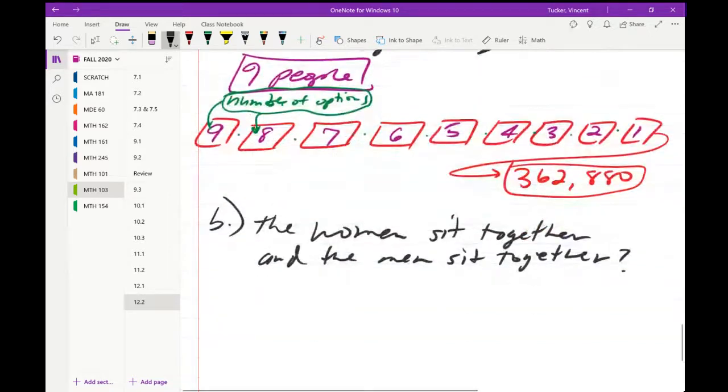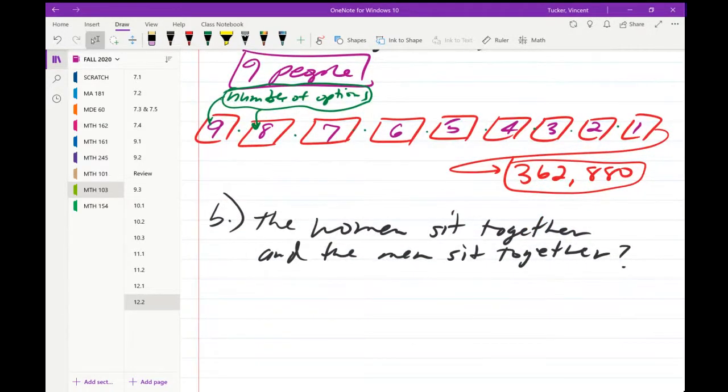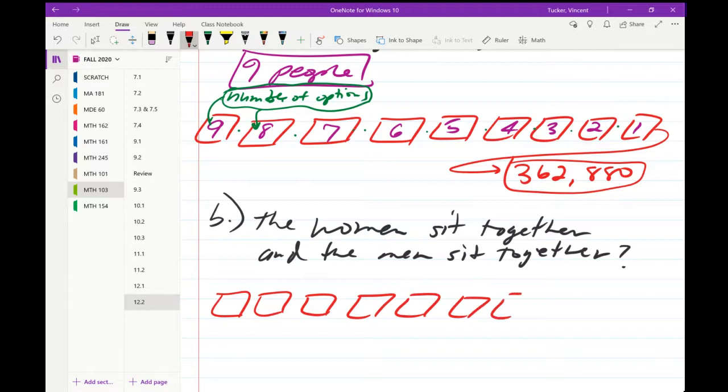All right, then we want to know the number of different ways that we can set it up so that the women sit together and the men sit together. All right, so we'll set it up again with our 9 chairs. So there go our 9 chairs. If we're talking about the women sitting together, we have 5 women and 4 men.